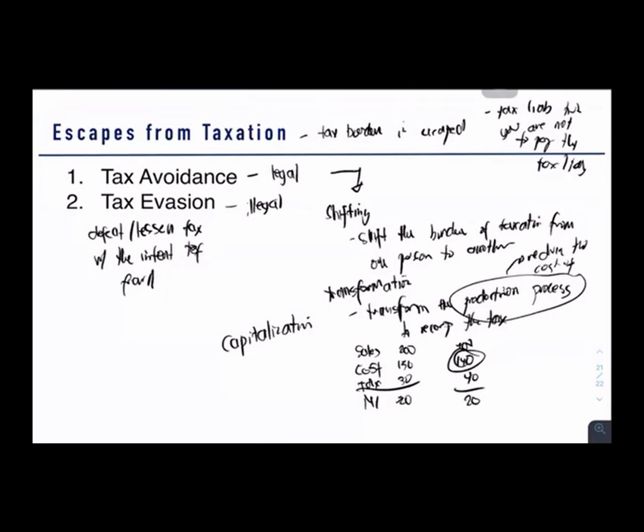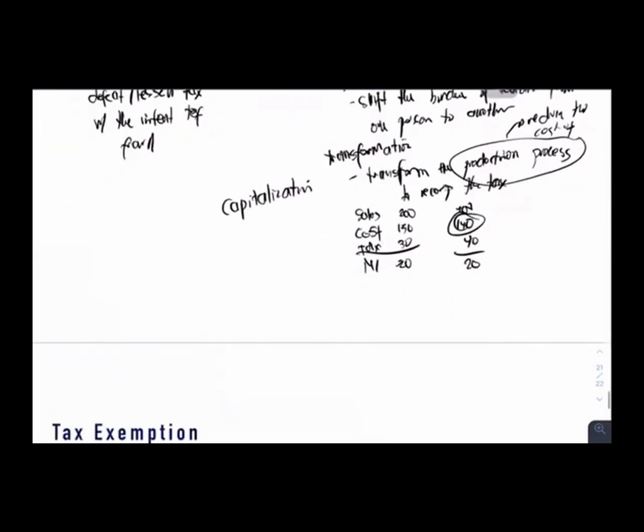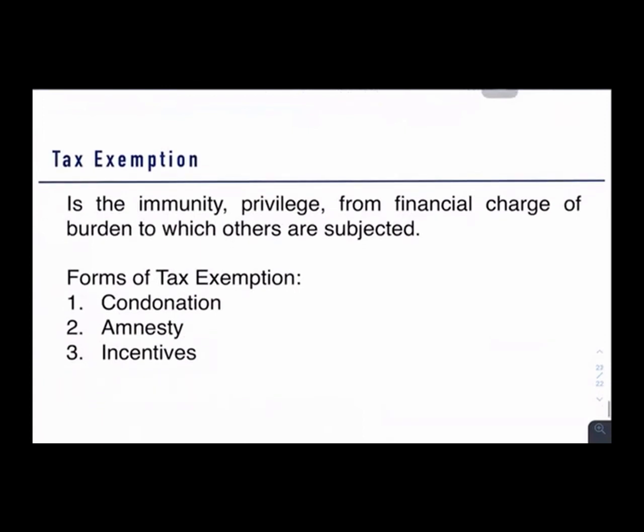So what is the main point so that we can say there is a tax evasion? The main point so that we can say tax evasion exists is that there is an employment of fraud. So if there is an employment of fraud, generally, there is a tax evasion. So if you don't pay taxes and there is an element of fraud, that is or can be considered a tax evasion. Okay, so we go now to the concept of tax exemption.